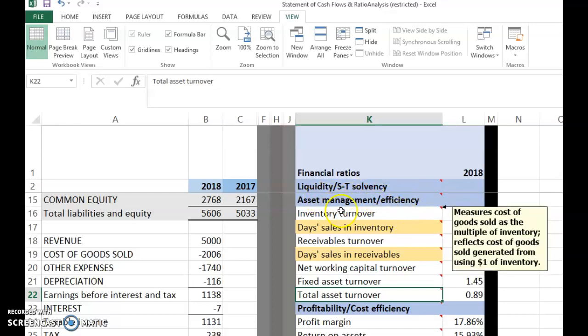Okay, so we look at the first asset, each one. The first two are about inventory. The second two are about receivables. So these are the various types of assets used to generate sales. Then you have net working capital, which is another type of asset. And then we have fixed assets, and then finally total assets. So these are the major ratios. Now let's look at the first one, inventory.